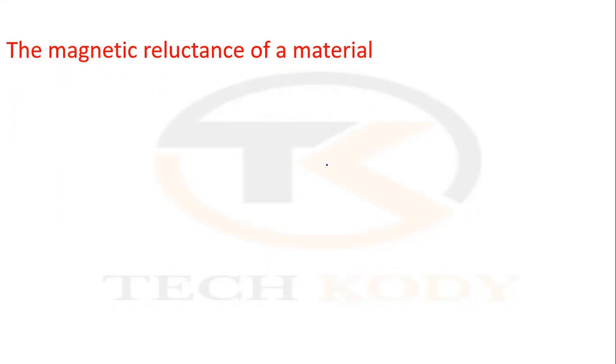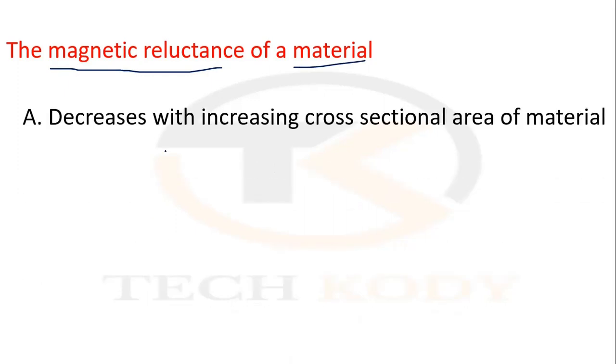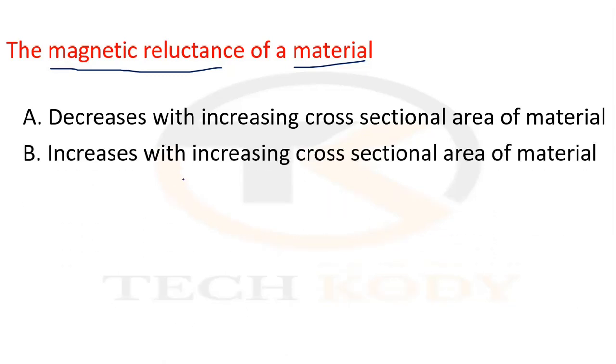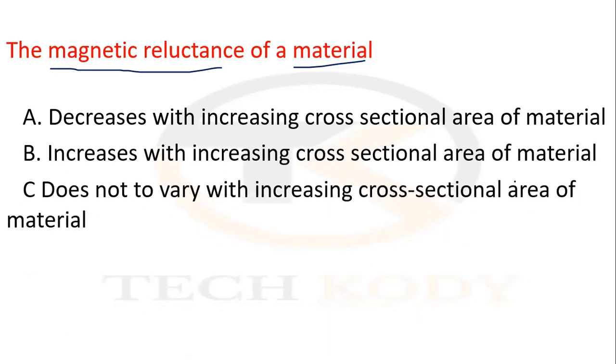The magnetic reluctance of a material. You can see the options: decreases with increasing the cross sectional area, increases with increasing the cross sectional area of material, does not vary with increasing the cross sectional area of material, any one of the above.